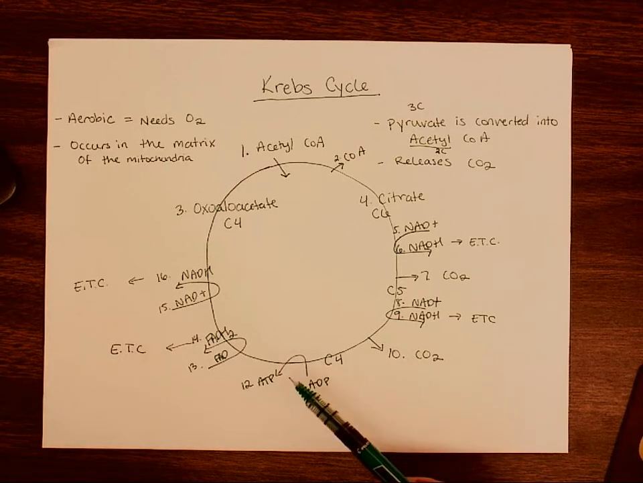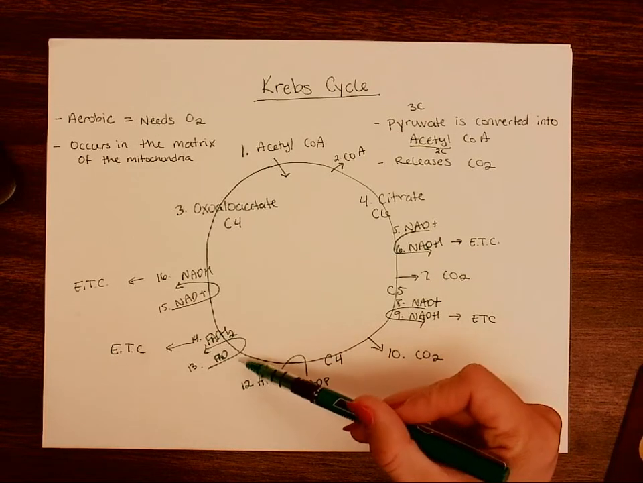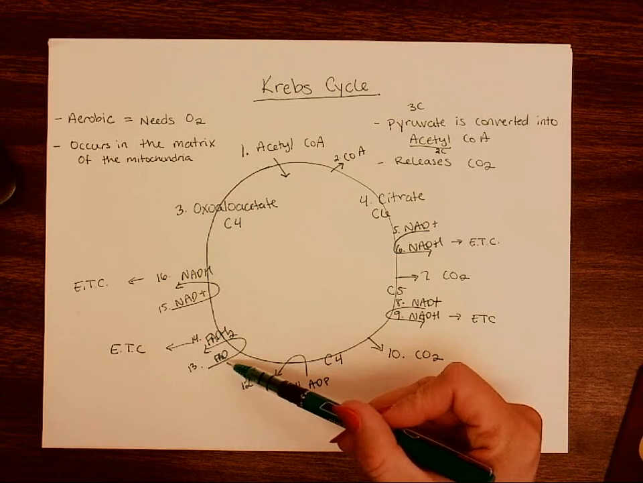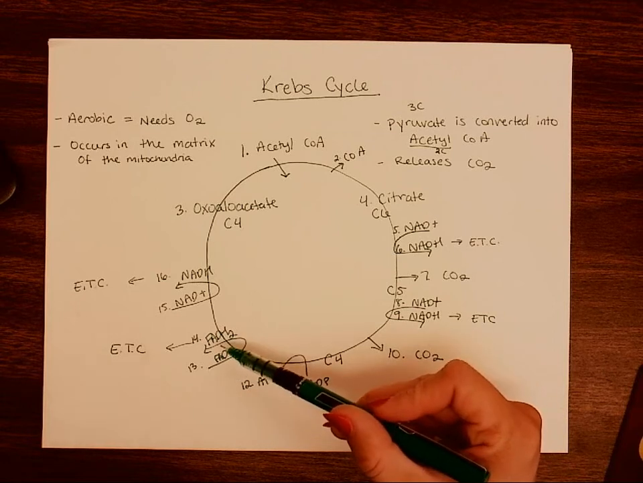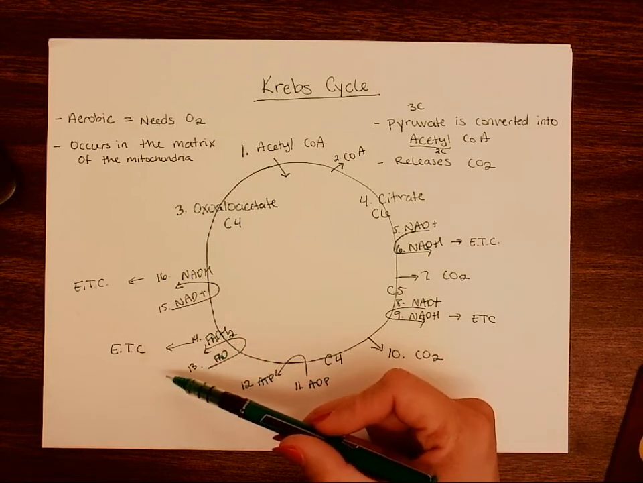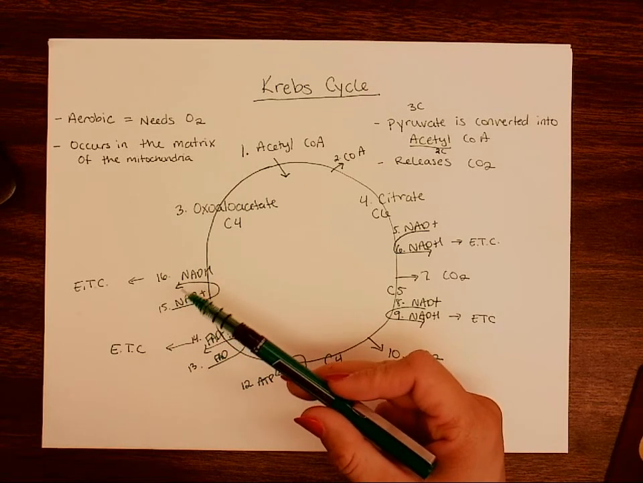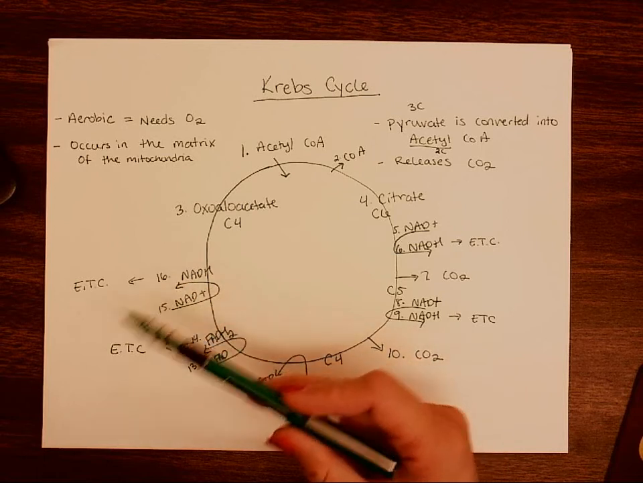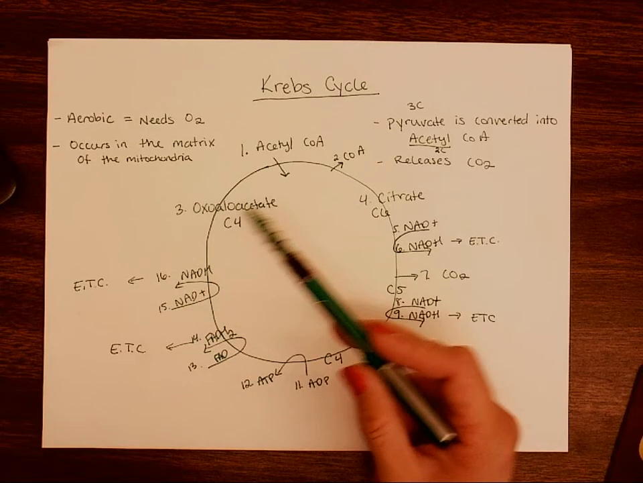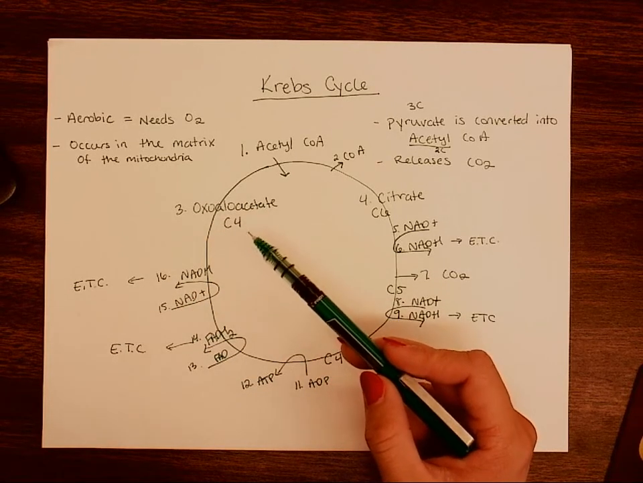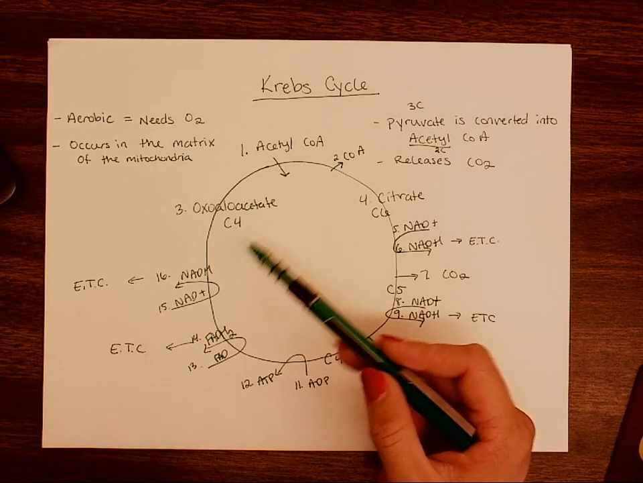Energy can be stored. We just make 1 ATP. And then we have another electron carrier, FAD, takes electrons, turns into FADH2, goes to the ETC. And then take a little bit more electrons, NAD plus to NADH, grabs electrons, goes to the ETC, and this regenerates our oxaloacetate, which is a 4-carbon molecule.